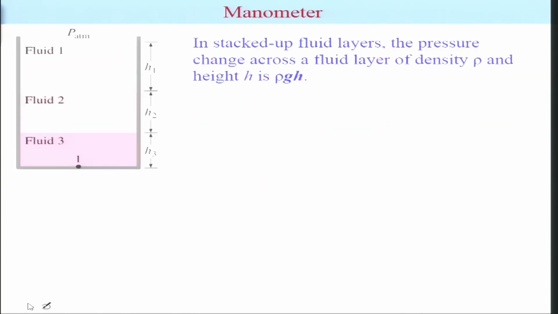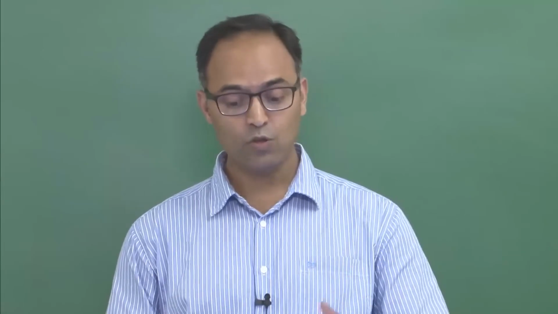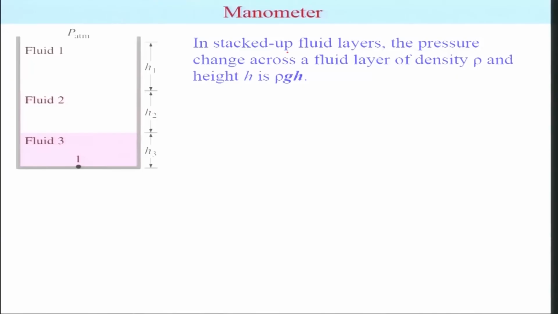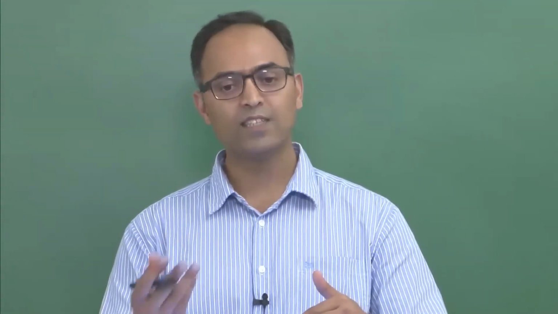In many cases, in many industrial applications, there are many fluids which are stacked up, and these fluids are typically immiscible fluids, okay, and you can make use of these fluids in a manometer as well. So how do you do that? You have to remember two things. One is, of course, that the delta P, the pressure change in a continuous, same fluid, is simply rho g h, and P below is greater than P above, okay, by rho g h.